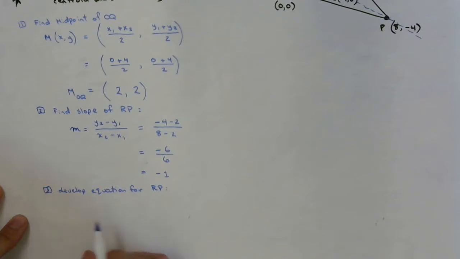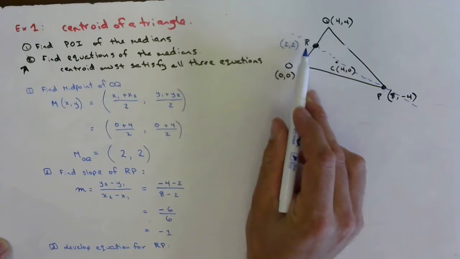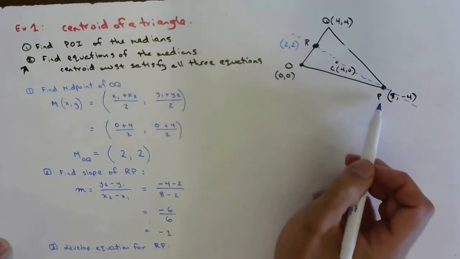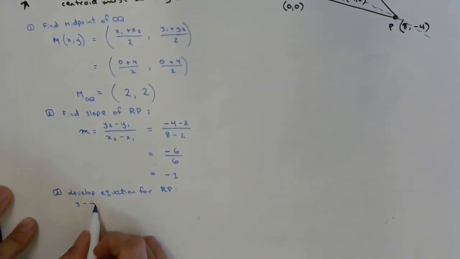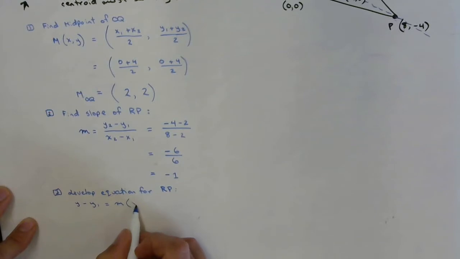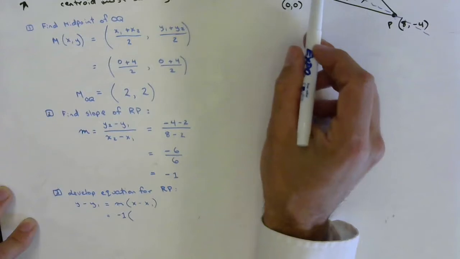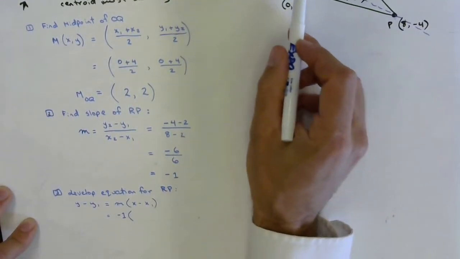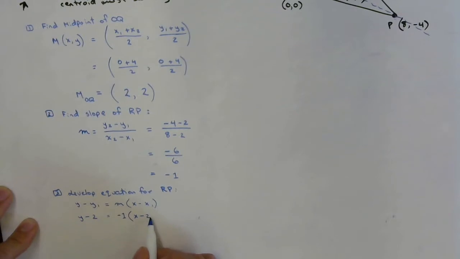Where did you get R? It's the median. The median, RP is the median from P. Good question. Okay, I've got y minus y1 equals m times x minus x1. I've got my slope is negative 1. I can use either R or P because the line goes through both of those points, but I only need one of them, so I'm going to use R because it's got nicer numbers. On the left I have y minus 2, and in the bracket here I have x minus 2.